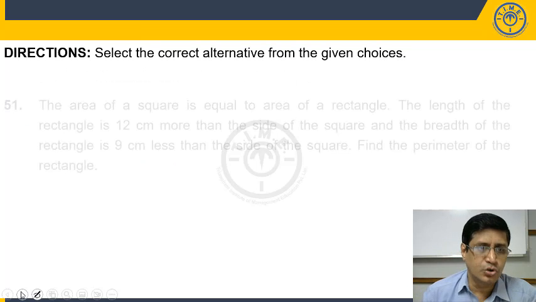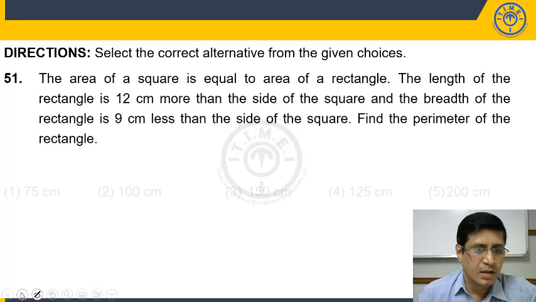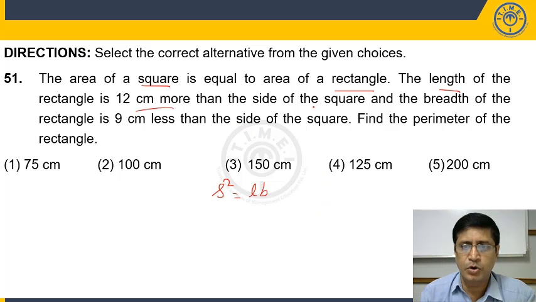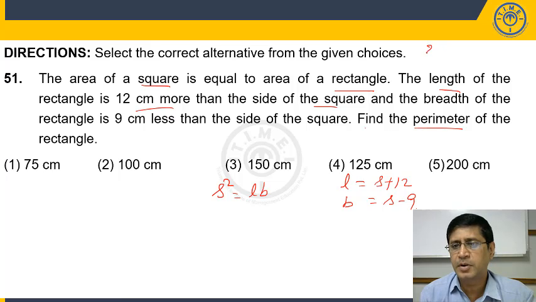Now look at the next question on your screen. Read the question carefully. The area of the square is equal to the area of the rectangle. Area of the square means side square, which is equal to the area of the rectangle, that is length into breadth. The length is 12 centimeters more than the side. L is equal to S plus 12, and the breadth is 9 centimeters less than the side. What we need to find is the perimeter of the rectangle. What is the formula for perimeter? 2 of L plus B, sum of all the sides.